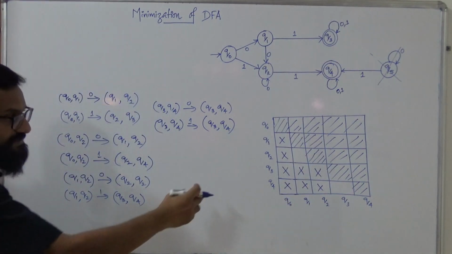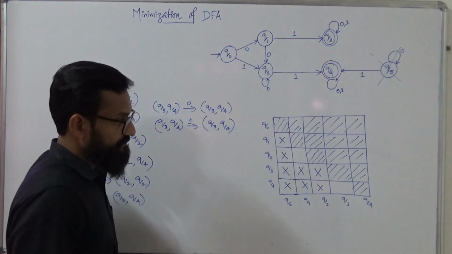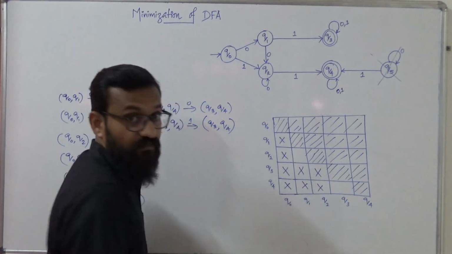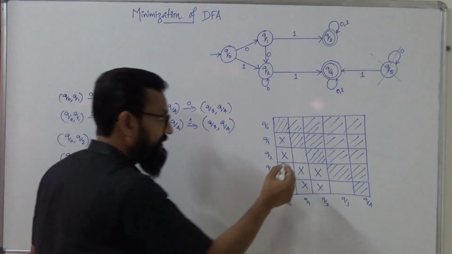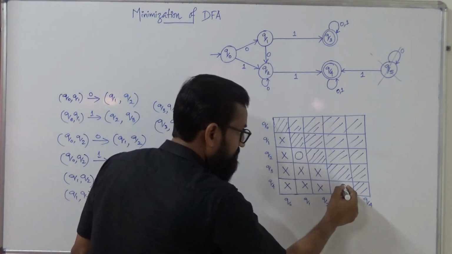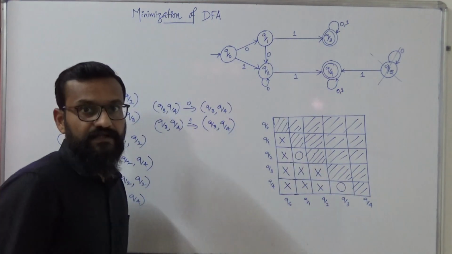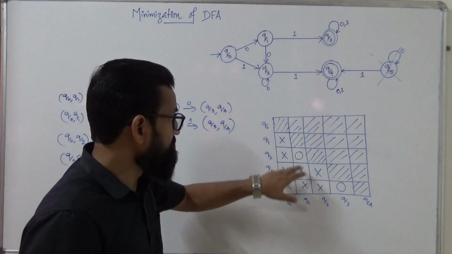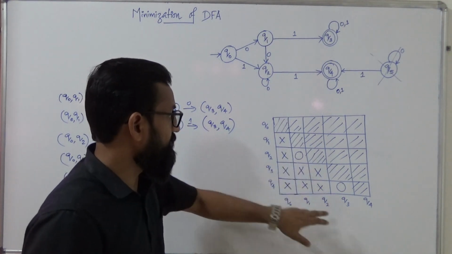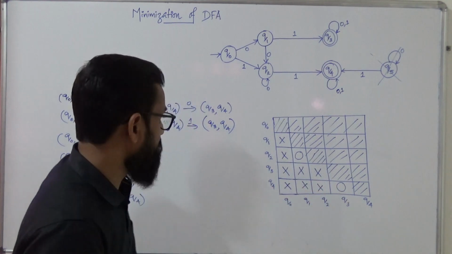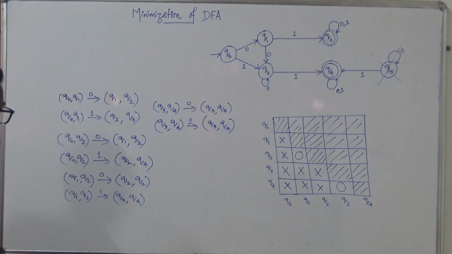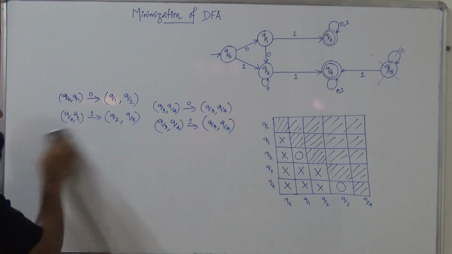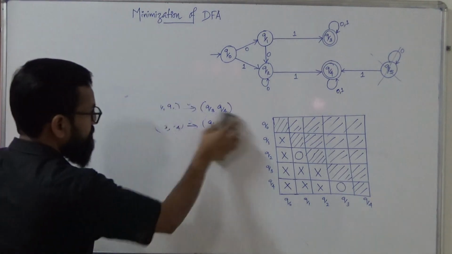So after processing all possible pairs, we can see that these two pairs are not marked as distinguishable. So we can say that these two pairs are actually non-distinguishable. For that reason you can combine these two states. You can say that Q1 and Q2 are equivalent and Q3 and Q4 are equivalent. So based on this you can construct the minimal DFA equivalent to this given DFA.